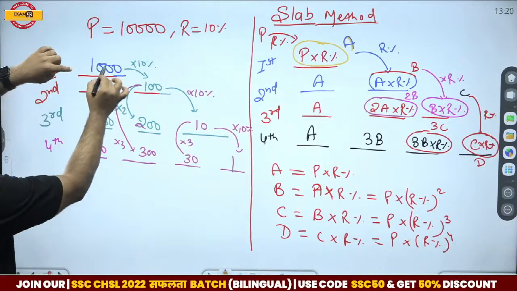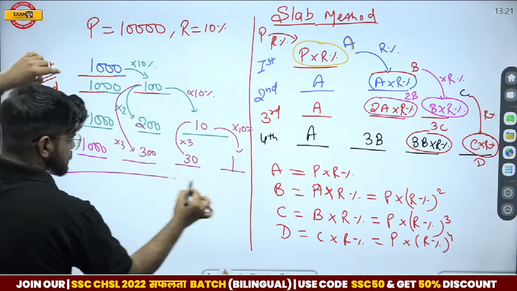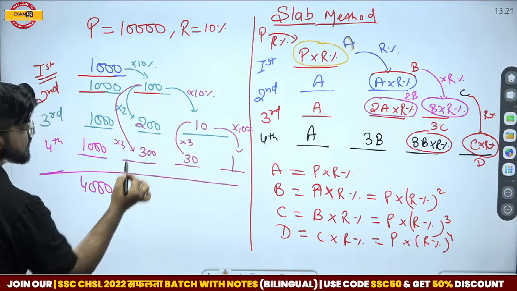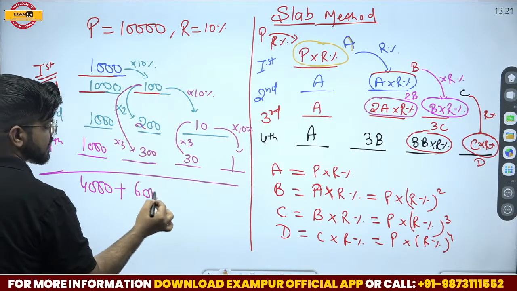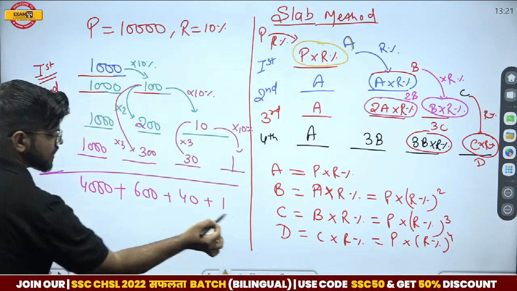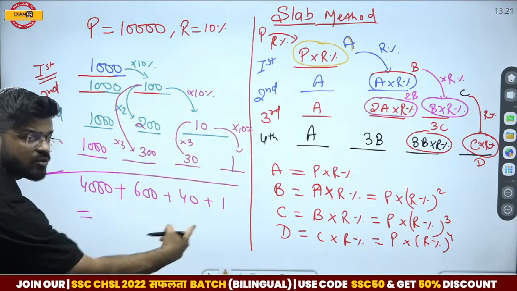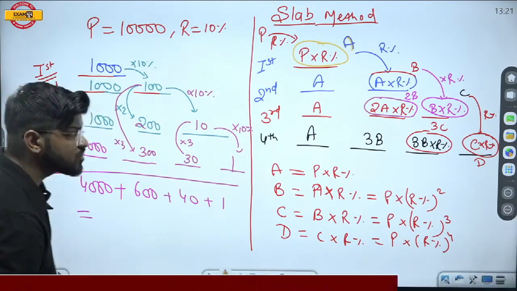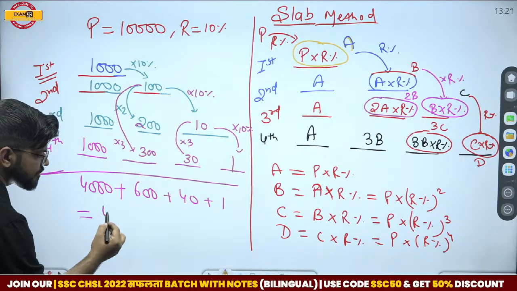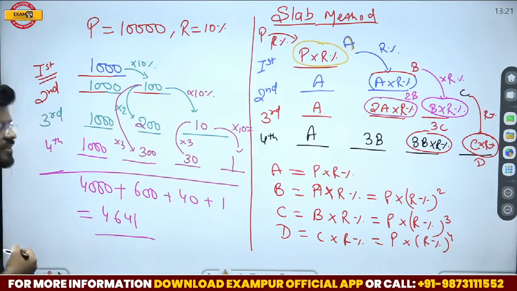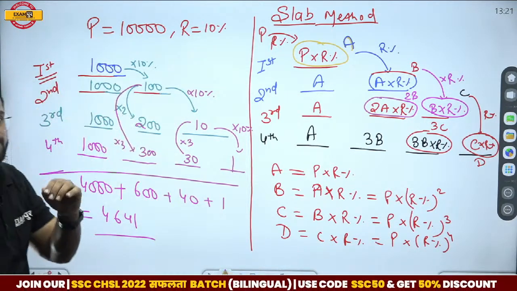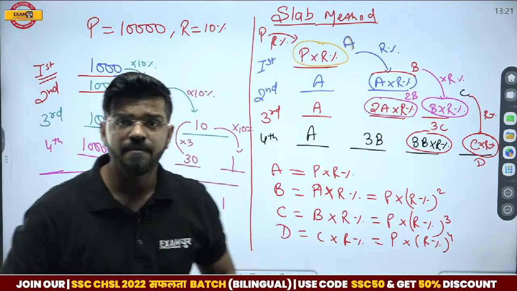So you can see that here we have 4000, here we have 4000, plus here we have 600, plus here we have 40, and this slab has 1. So the sum of all these slabs will give me the compound interest. What will it give me? Compound interest. That means 4641. This is nothing but the compound interest. Clear? And when you add this compound interest to principal, you will get the amount.